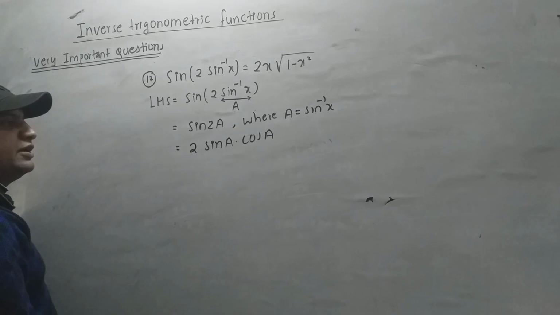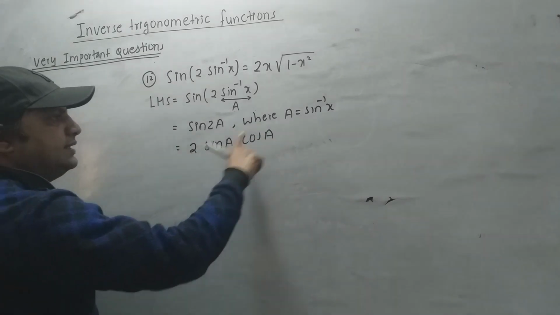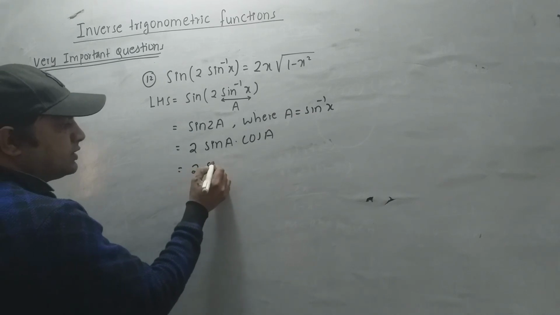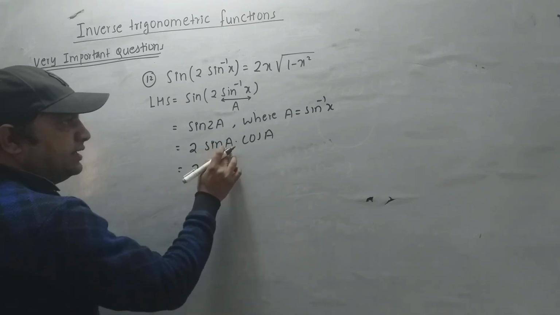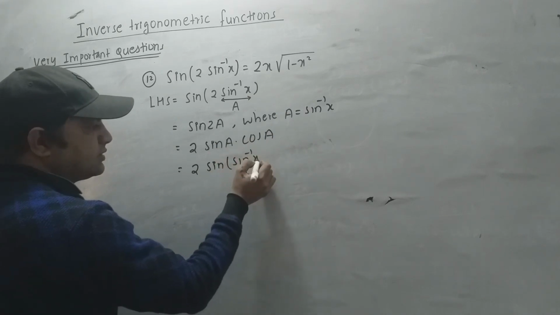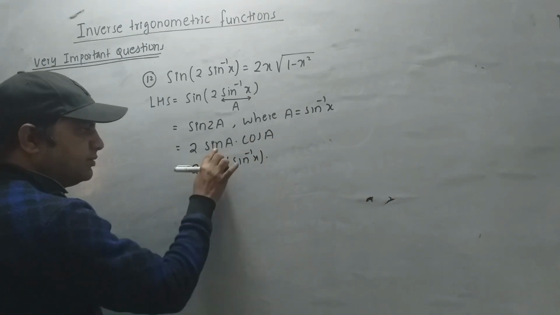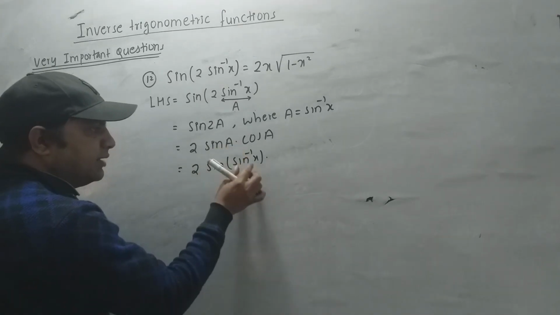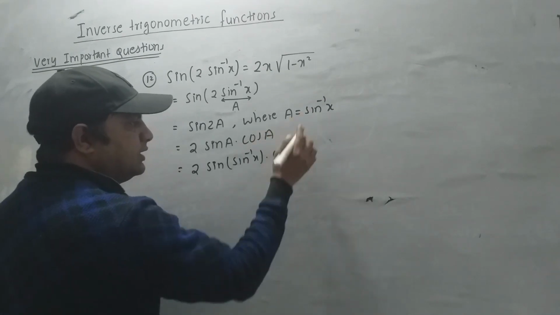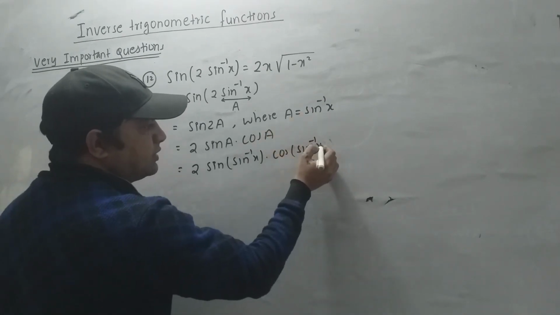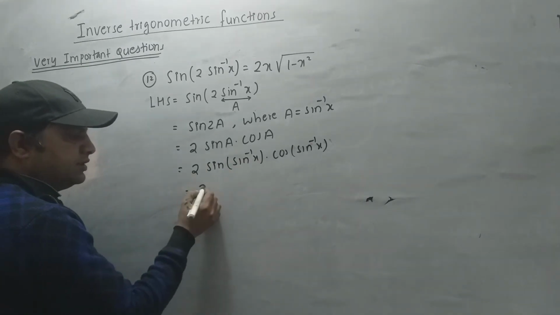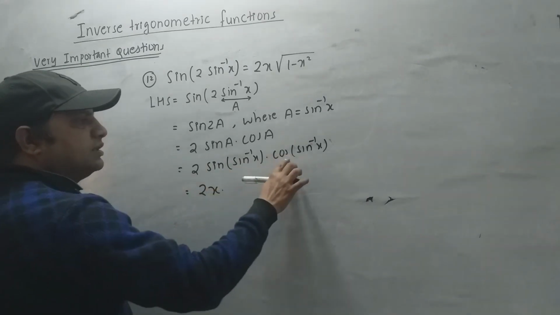Now do the original replacement for a here. Our a is sine inverse x. So write 2 sine, what is our a here? Our a is sine inverse x. So write here sine inverse x, 2 remains the same, sine remains the same. Now cos, again our a is sine inverse x. Now sine and sine inverse cancel the effect of one another. Here it is 2x left, but these two are not balancing.